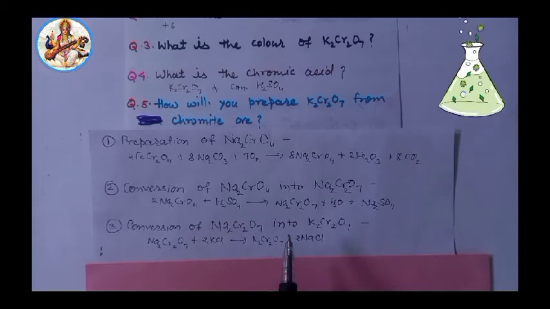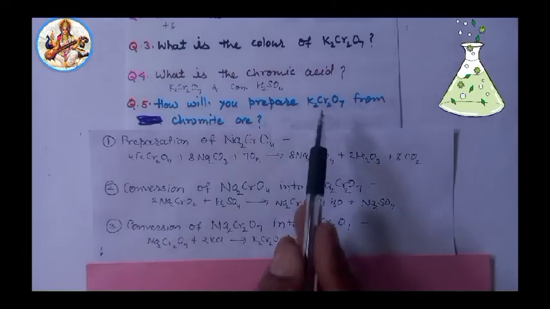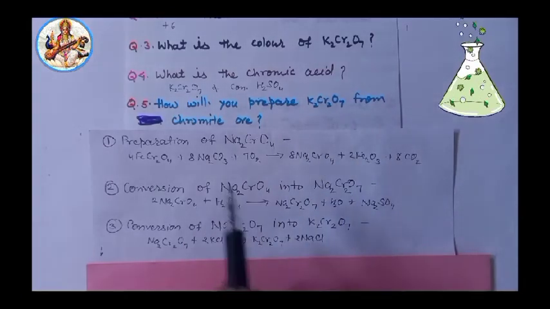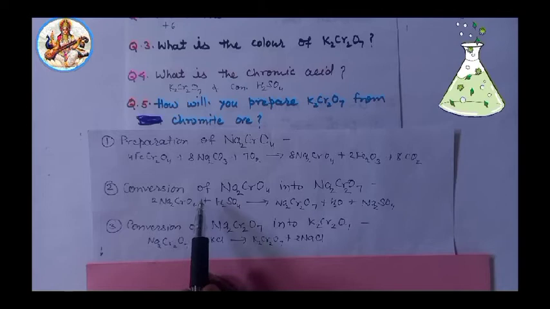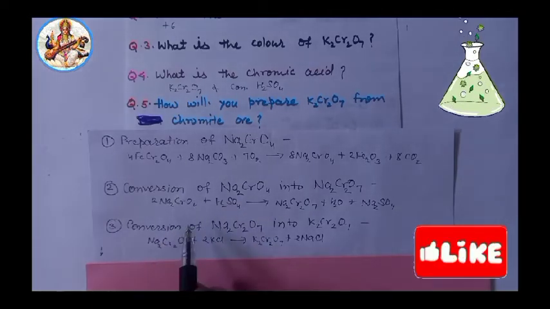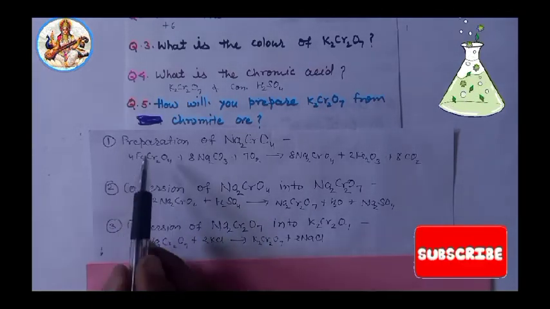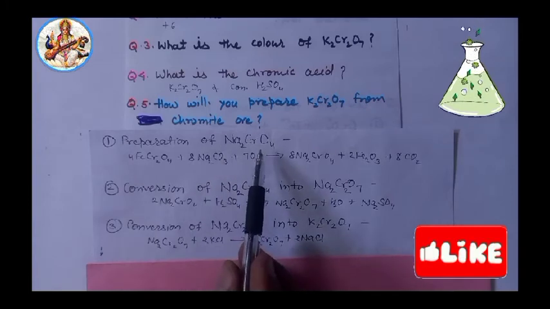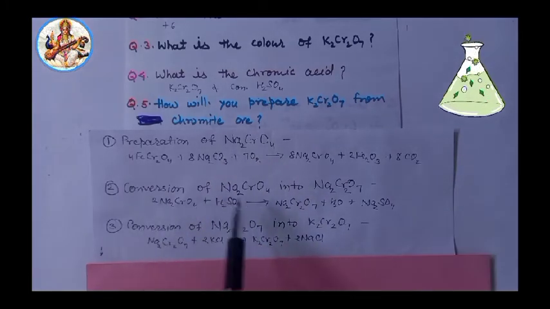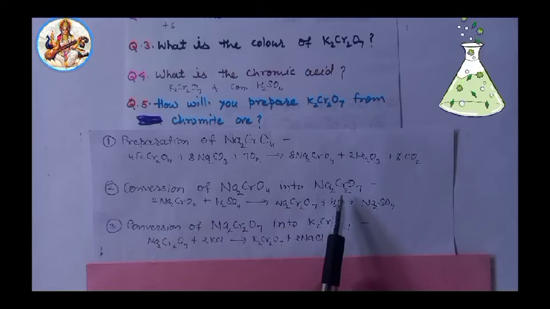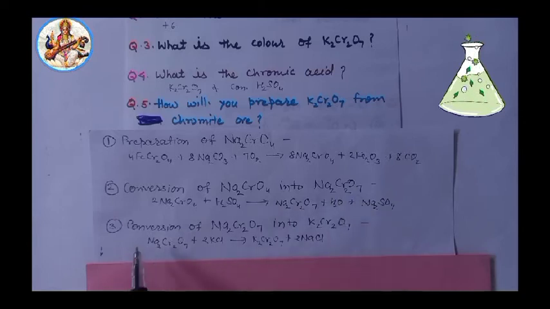Very important reaction. So potassium dichromate is formed from chromite ore in these three steps. First is preparation of sodium chromate. Second is conversion of sodium chromate into sodium dichromate. And third is conversion of sodium dichromate into potassium dichromate by the reaction with potassium chloride.